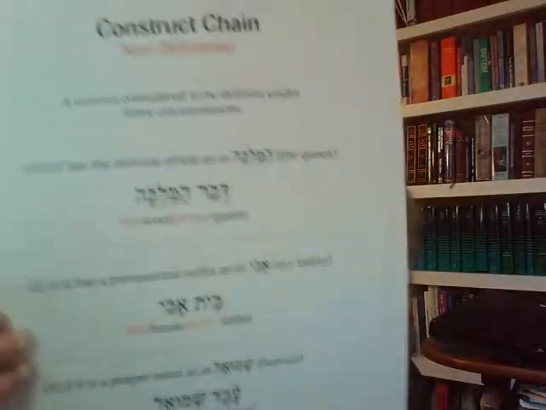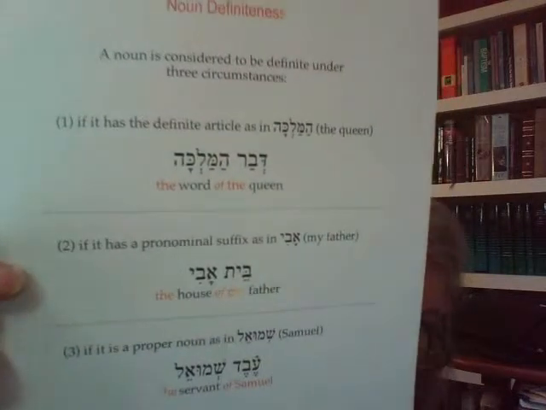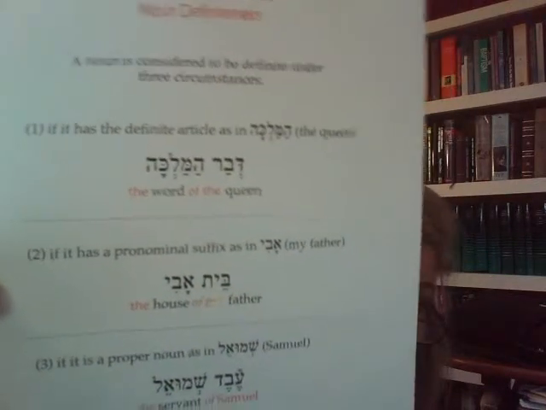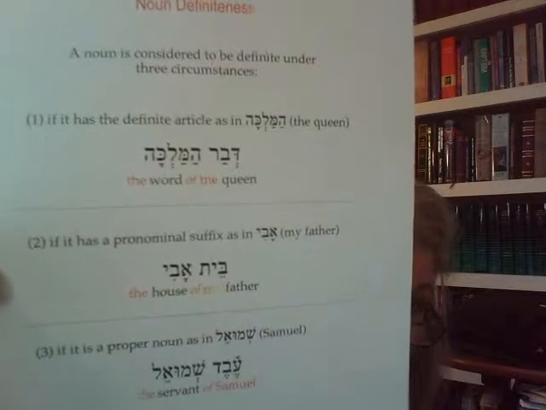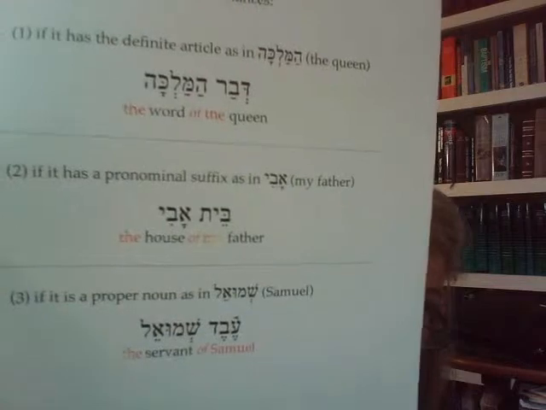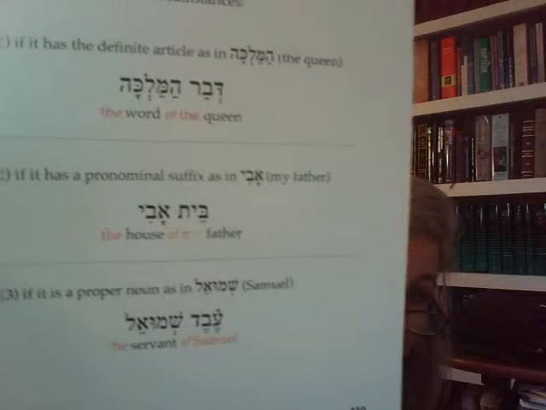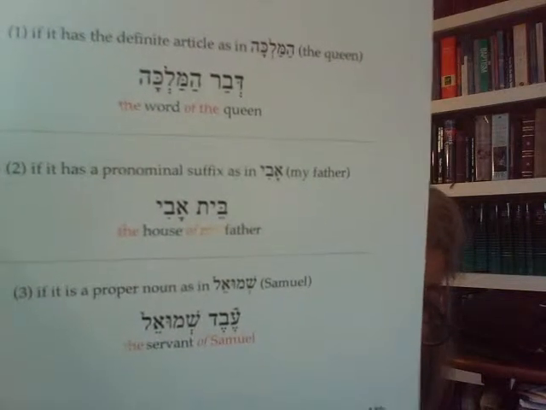So now, definite articles. A noun is considered to be definite under 3 circumstances. And it's going to be very important for you to memorize this. A noun is going to be considered definite if it has the definite article, as in what we have here. Dabar HaMelika, the word of the queen. And so you see the definite article prefix there.